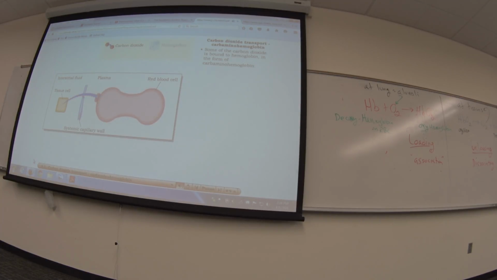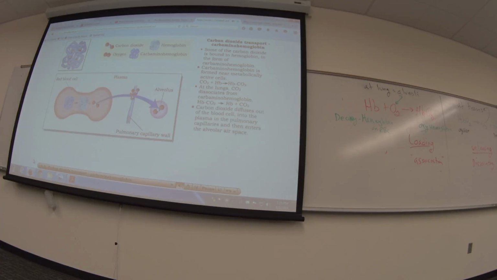A slightly larger percent of the carbon dioxide is transported bound to hemoglobin as carbaminohemoglobin. Carbaminohemoglobin is formed near metabolically active cells and carries carbon dioxide from systemic cells to the lungs. When the blood reaches the lungs, carbon dioxide dissociates from the hemoglobin and diffuses out of the plasma into the alveolar airspace.